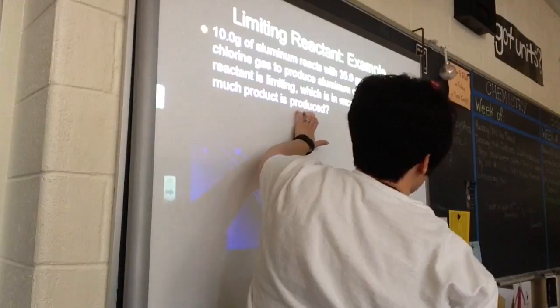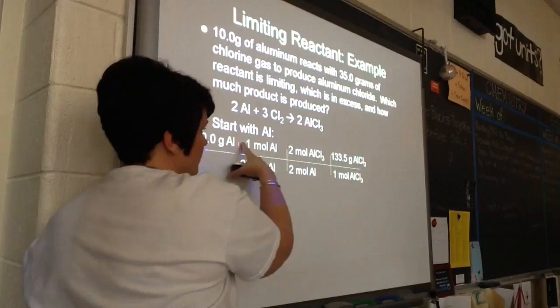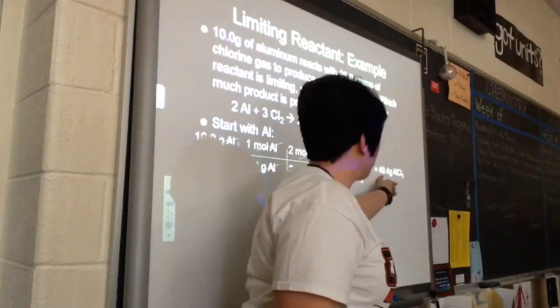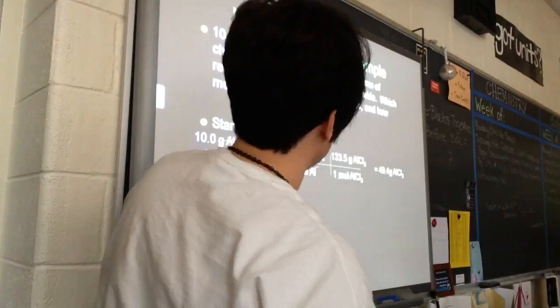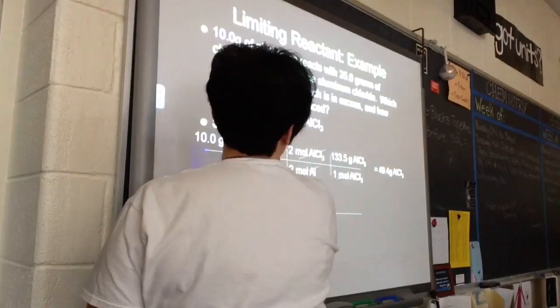Here's our balanced equation. Okay? We look at aluminum first. We convert grams of aluminum. This is stoichiometry like we did yesterday. Grams of aluminum into grams of aluminum chloride. We get 49.4 grams. If I start with 10 grams of aluminum, I can make 49.4 grams of aluminum chloride. Then we look at chlorine. Chlorine is the other reactant. So our question is, aluminum and chlorine, which one's limiting, which one's in excess?